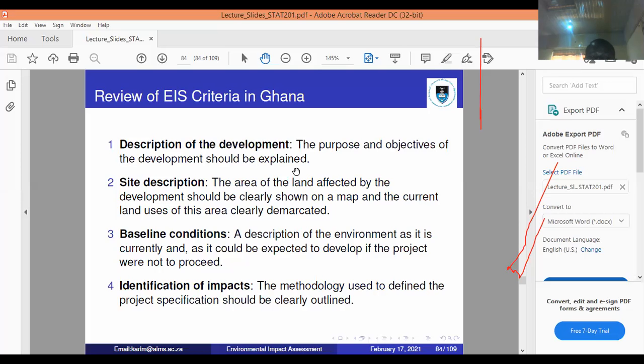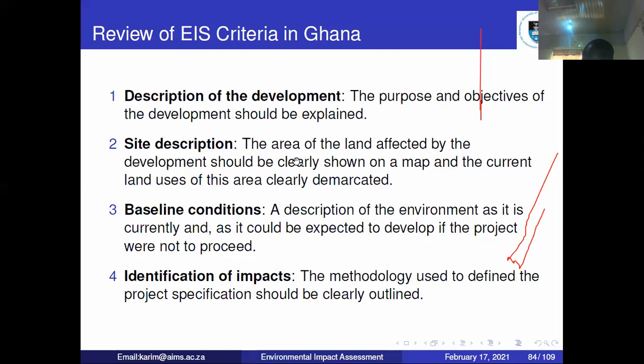So what is the review criteria in Ghana? There are certain review criteria in Ghana. So if you are writing your report, you consider them. You have to describe the development or the project. You have to describe the site very well. Where is it located? The demarcation, show the map, and what the land is currently being used for. What is occupying the land now?